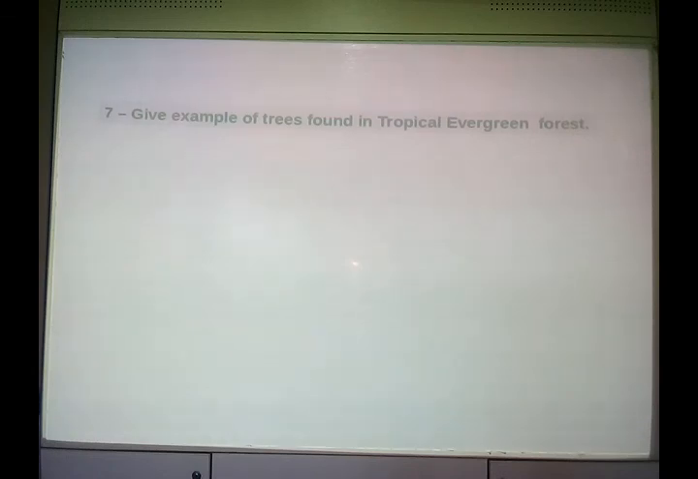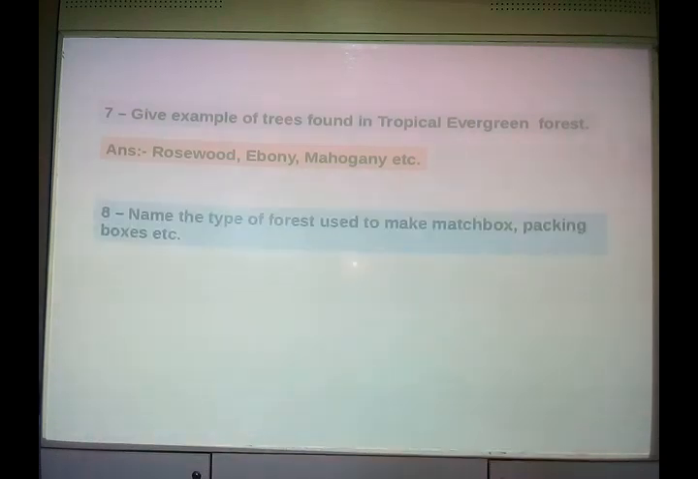Yes. So it is ebony, mahogany and other trees which are found in this particular type of forest. It is tropical evergreen forest, right? So it is rosewood, ebony, mahogany and other trees, which are found in tropical evergreen forest. Clear? Moving on to the next question. Name the type of forest used to make matchbox, packing boxes, etc.